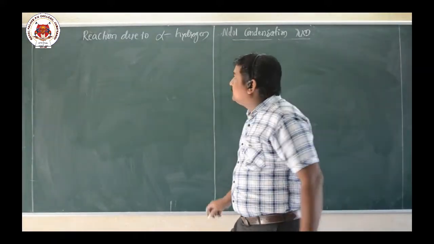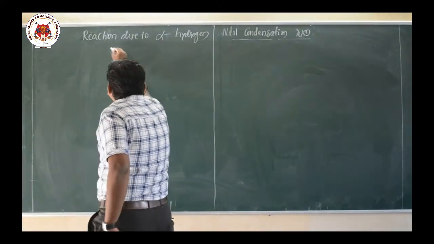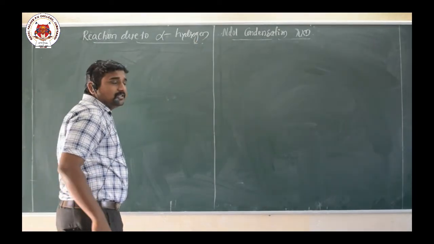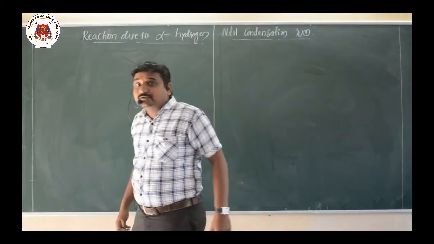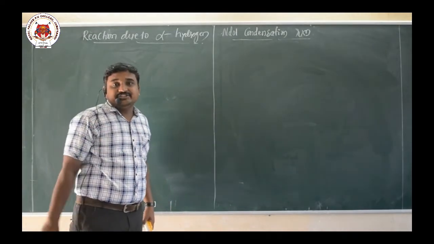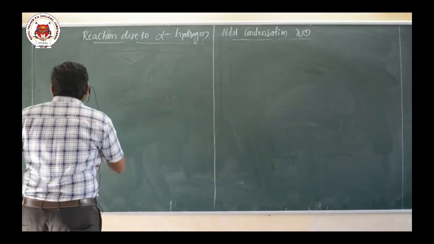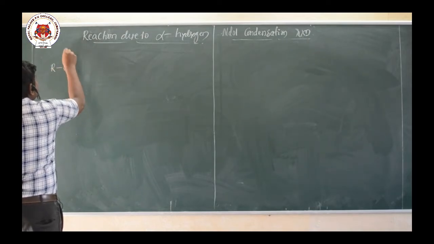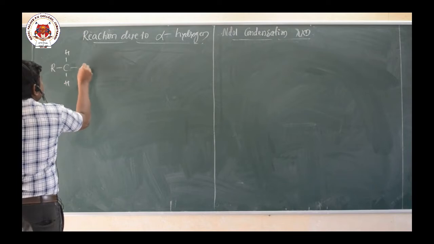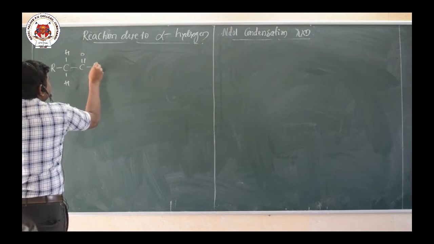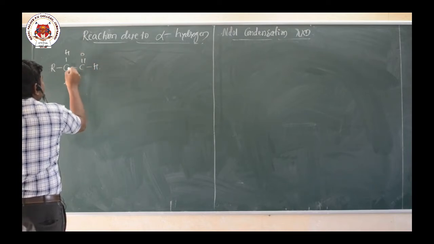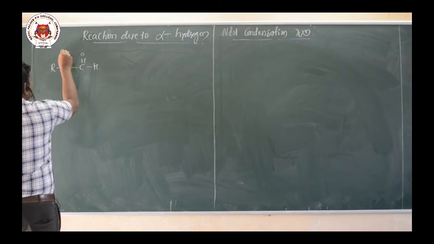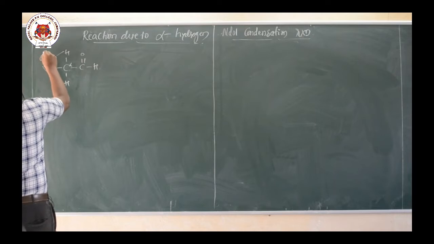So next concept: reaction due to alpha hydrogen. In aldehyde and ketone, the alpha hydrogens are acidic in nature. Let me write here RCH2, C double bond O, H. The carbonyl carbon's next carbon is the alpha carbon atom. The alpha carbon atom has hydrogen atoms. These two hydrogens are acidic in nature.